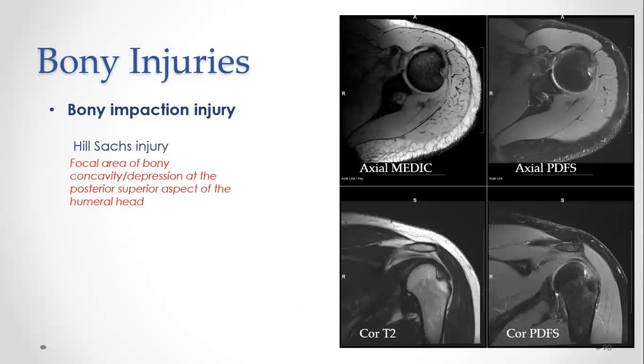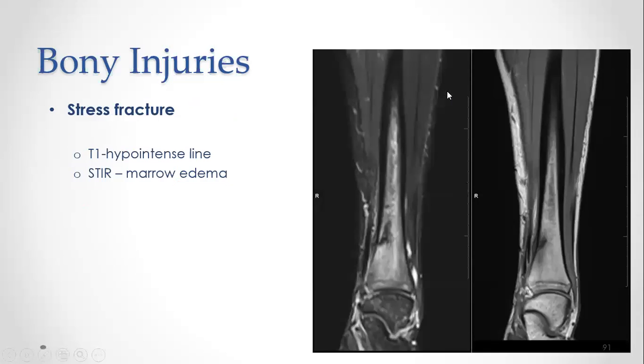Bony impaction injury, the best example for that is Hill-Sachs deformity or Hill-Sachs lesion in this patient who suffered anterior shoulder dislocation. And we recognize it by identifying the focal concavity at the posterior superior aspect of the humeral head. Stress fracture is recognized by identifying a linear hypointense line in the bone with surrounding edema.